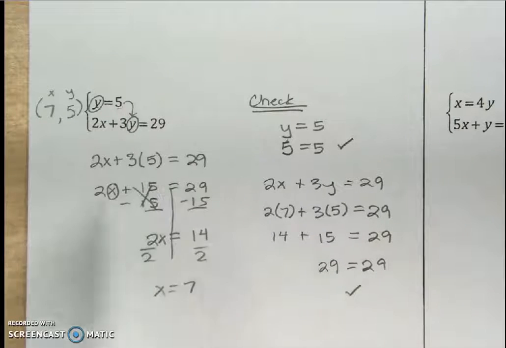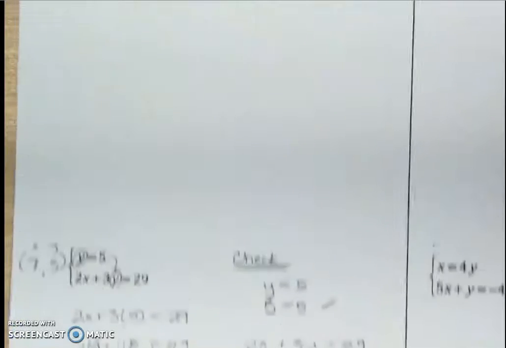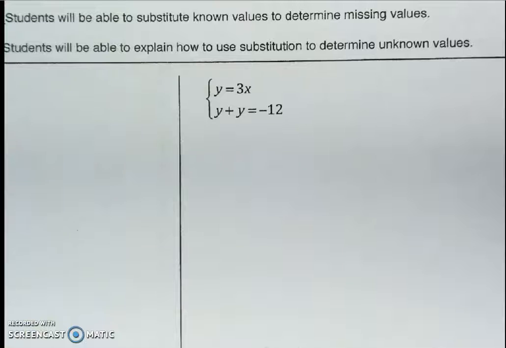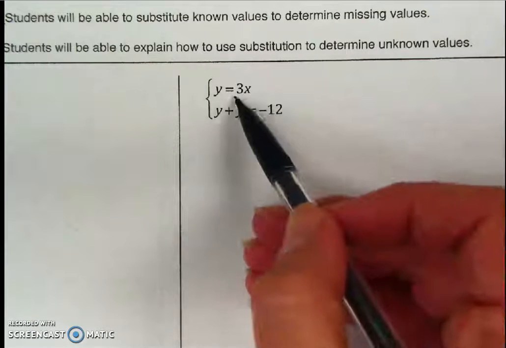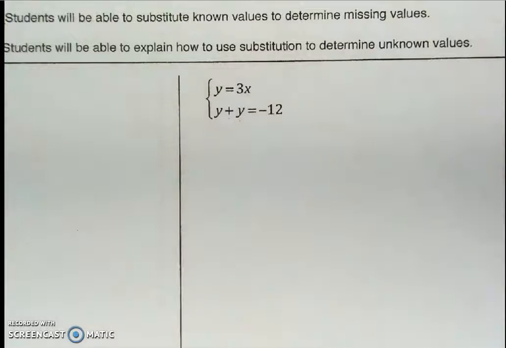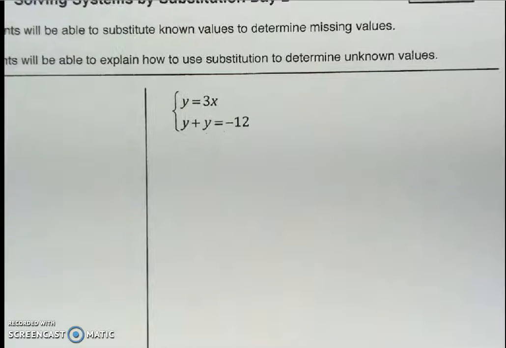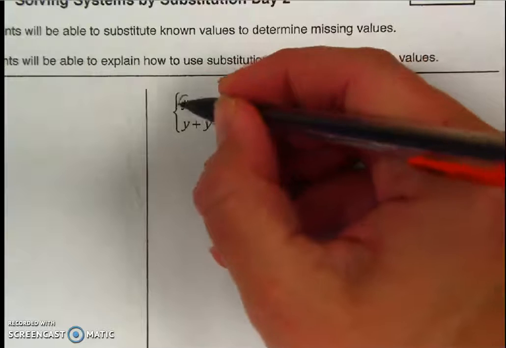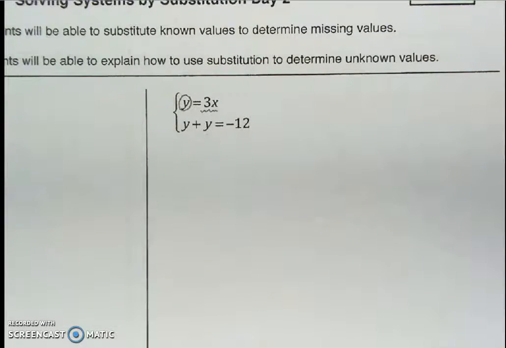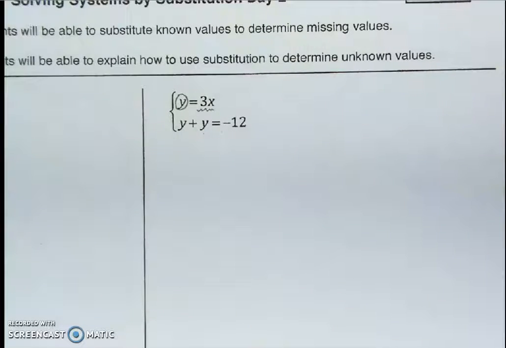All right, so that's the easiest kind. Now let's go to the second easiest kind. Back up here towards the top, I'm going to have you move to this one. This one tells me y is equal to 3x, and y plus y is equal to negative 12. All right, so to figure this out, I see a y by itself. That means y is equal to 3x's. So y is equal to 3x's.